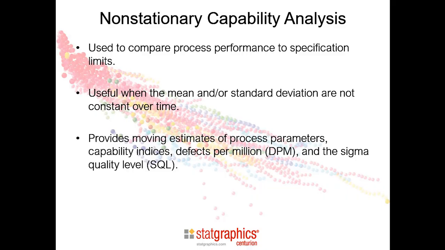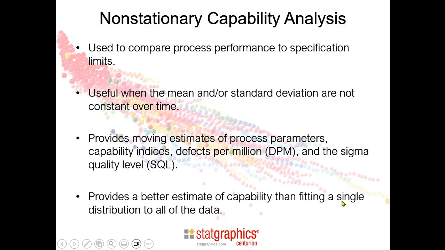The procedure provides moving estimates of process parameters, of capability indices, of defects per million, and of the sigma quality level. The procedure provides a better estimate of capability than fitting a single distribution to all of the data.